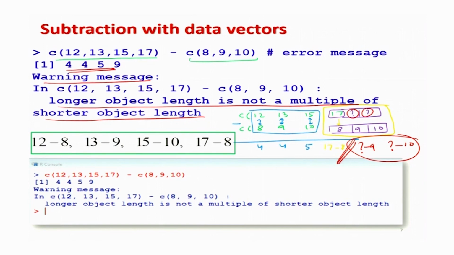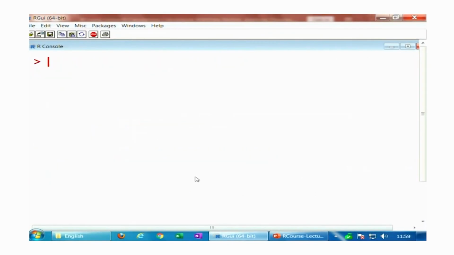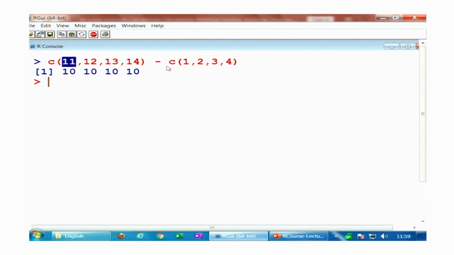So, now let me try to give you this operation also on the R console. So, suppose I try to take here some values 11, 12, 13 and 14, and if I try to subtract it with c(1, 2, 3, 4). Right. So, you can see here that the first value in the data vector 1 will be subtracted by the first value in the data vector 2.